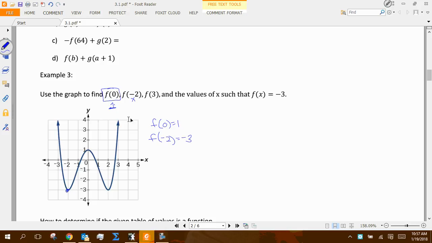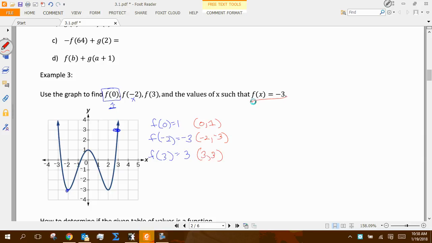And now if I find f of 3, okay, so that says the x value is 3. I'm going to go over to 3 on the x-axis, and I'm going to go up, and it looks like the y value that I get on that point right there would be 3. So f of 3 equals 3. And what's nice graphically is that these are ordered pairs. f of 0 equals 1 is x is 0, y is 1. This is x is negative 2, y is negative 3. And this one is saying x is 3, y is 3.